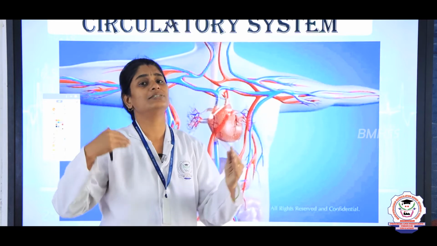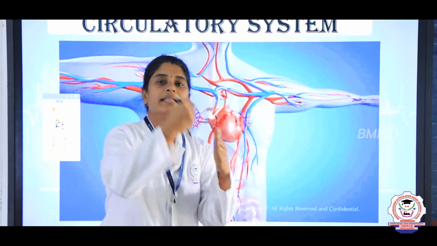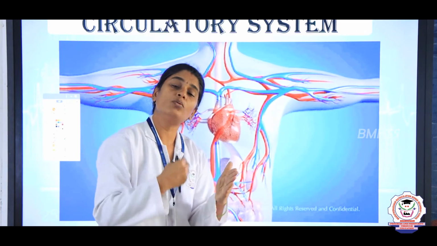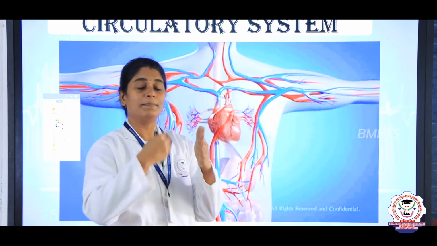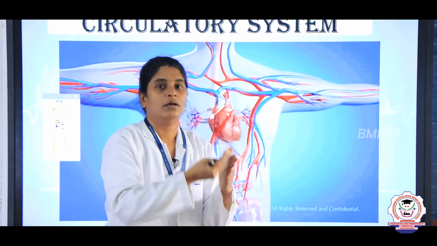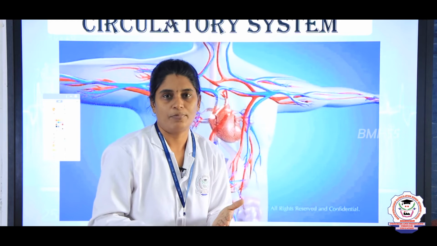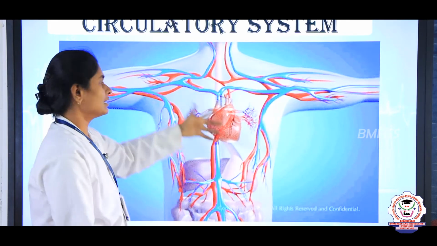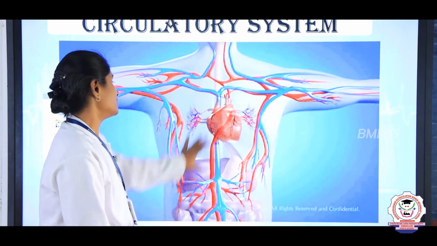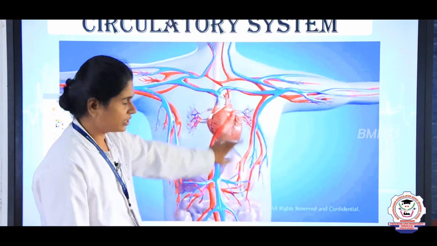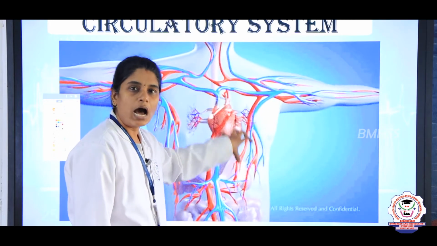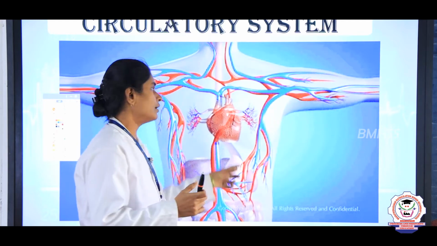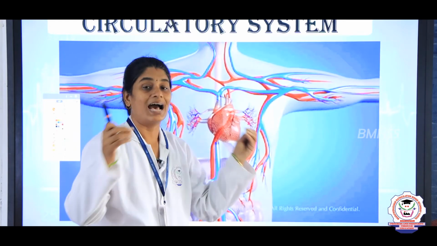Now how do these nutrients and oxygen go to that particular place? Because of a medium called blood, right. So how is the blood transported to all the parts of our body? With the help of a system called the circulatory system. In the circulatory system we have a special organ present in our chest region, which is known as the heart. The heart pumps the blood, and from the heart many blood vessels arise.